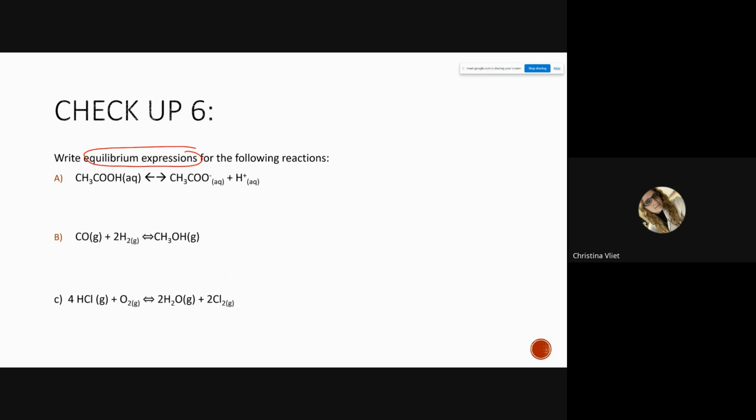First of all, for example A, would it be Kc or Kp? You may want to write this for yourself. Aqueous means Kc. Gas means Kp. Concentration is for solutions, and Kp is for gases, pressure. So then we want the expression. We're going to start this one by writing Kc.